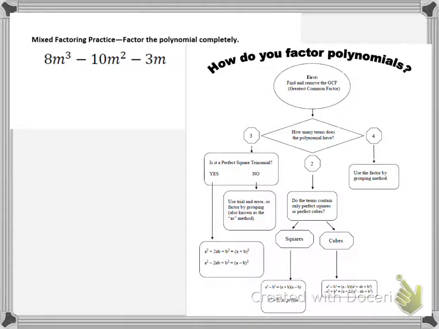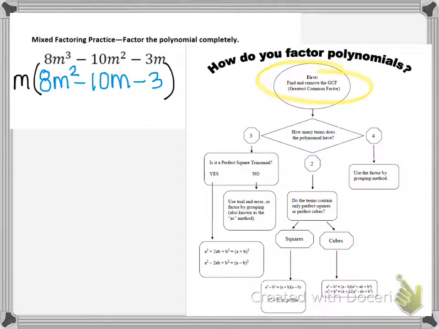Let's recall our helpful factoring polynomial flowchart. Remember, the first thing we always do is remove the GCF. Every one of these terms contains an m, so my GCF is the m. Once I factor out the m, I'm left with the trinomial 8m squared minus 10m minus 3. So I have 3 terms.